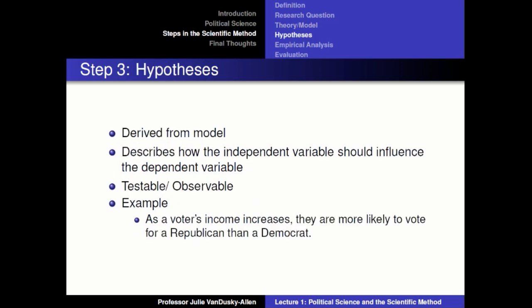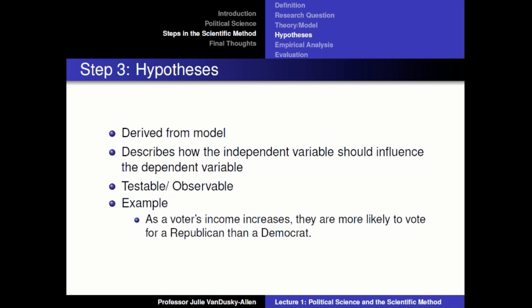The next step in the scientific process is deriving hypotheses from our model. A hypothesis is a one-sentence statement we derive from our model. It tells us how our independent variable should influence our dependent variable, and it is testable or observable in the real world. We should be able to collect real-world data and determine if the statement is valid or invalid.